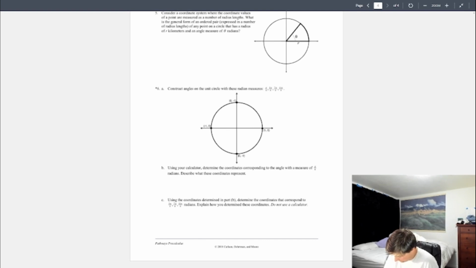Cosine is 0.86. Sine pi divided by 6 is 0.5. Describe what they represent. The x and y coordinate of the terminal ray's endpoint. Oh, not endpoint. Just the x and y coordinate of the terminal ray.